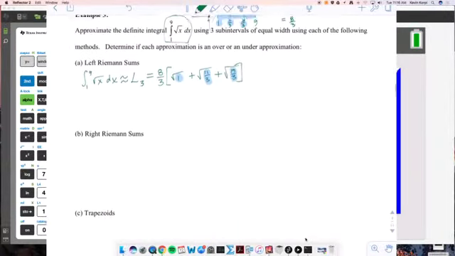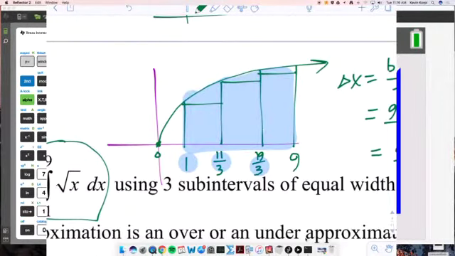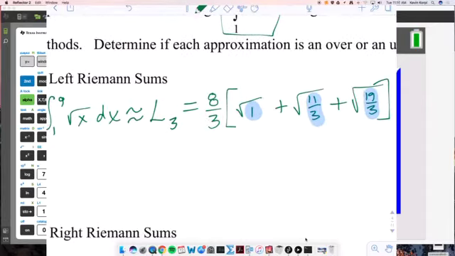So as it turns out, when you're doing Riemann sums, it doesn't matter on concavity at all. It only matters if it's increasing or decreasing. When in doubt, draw it out. Because this function is increasing, the left endpoint Riemann sum is an under approximation. So I'll say that this is an under approximation.